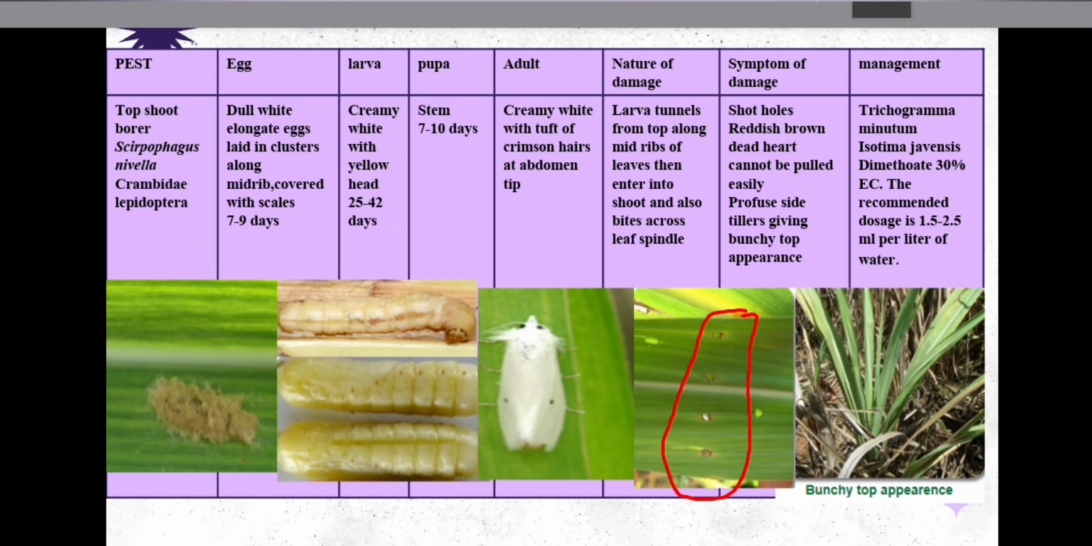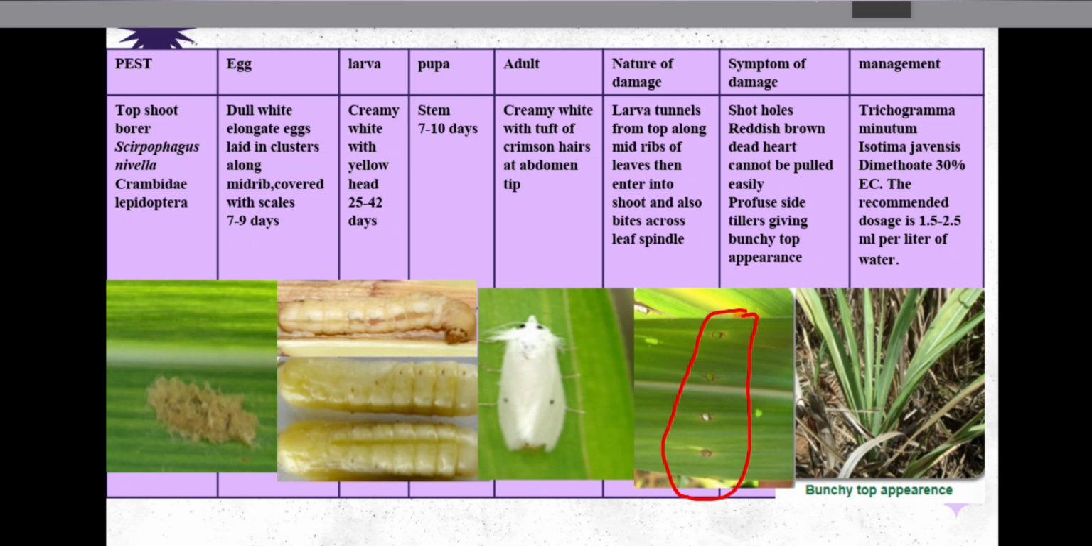Next, internodal borer. What is happening? In this case, the larva is boring at the nodal region of the stem and feeding inside the stem. As a result, the entire region is turning red in color and the bored hole is covered with excreta.